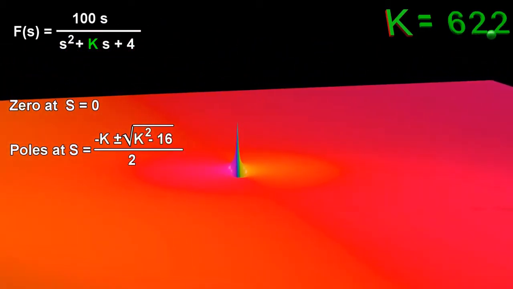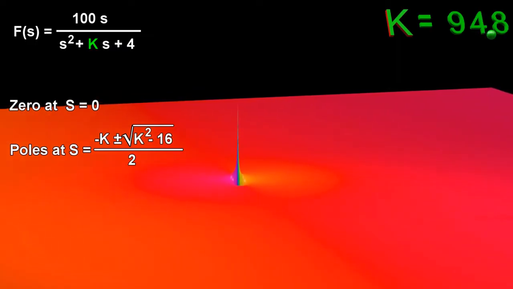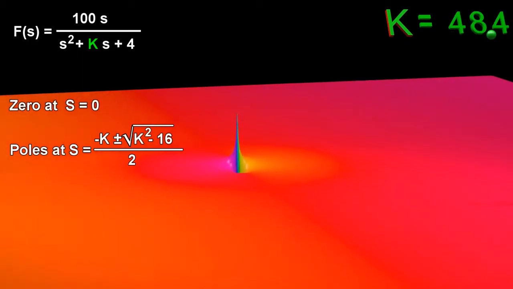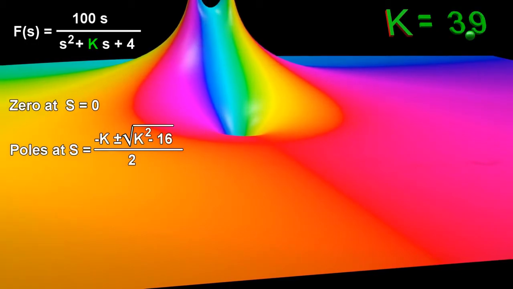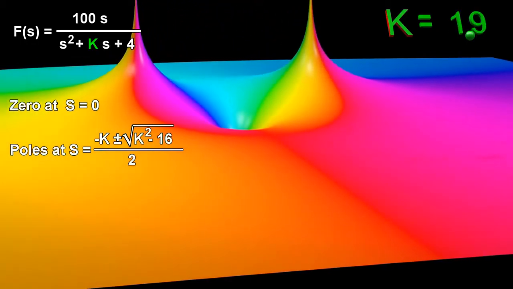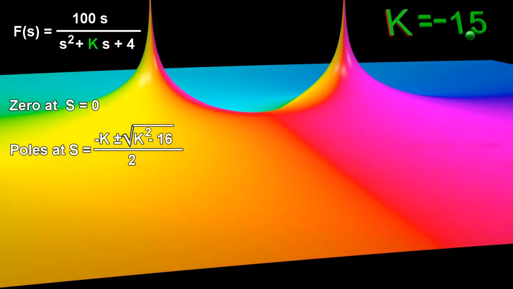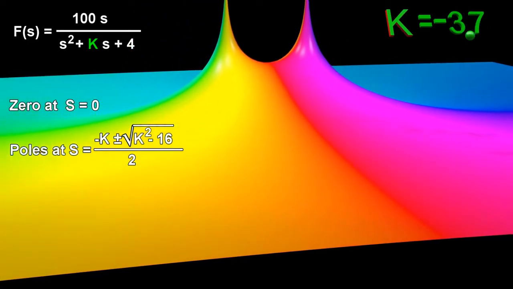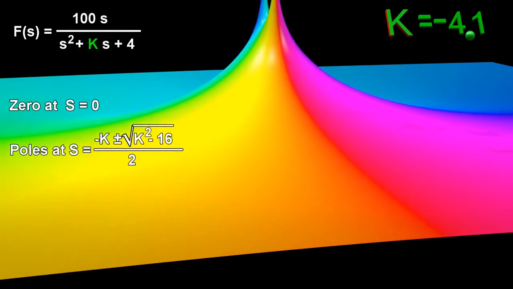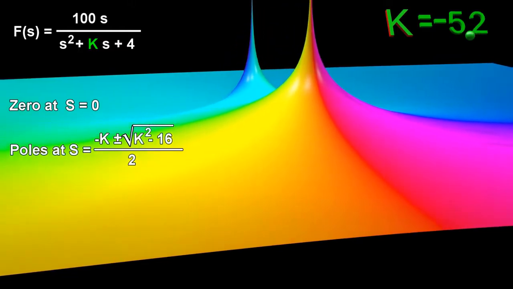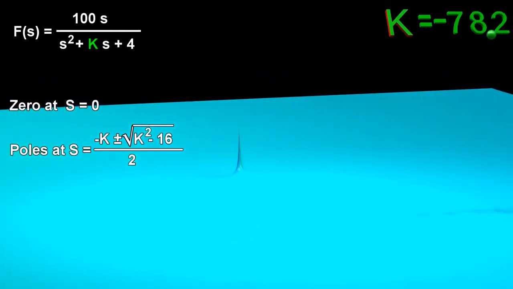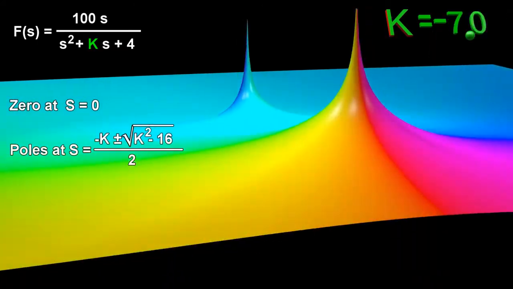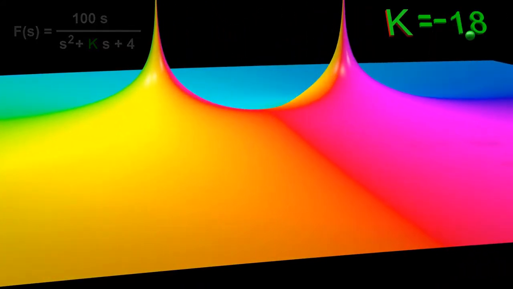As k becomes very large, one of the poles moves far away, while the other pole approaches the location of the 0. When k is exactly equal to 4, the two poles are at the same location. The two poles are also at the same location when k is exactly equal to -4. And when k becomes a very large negative number, one of the poles again moves far away, while the other pole again approaches the location of the 0.